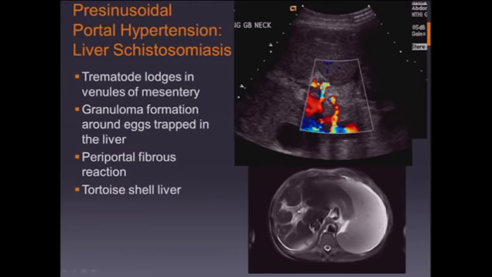On this color Doppler image, we see that the portal vein here is occluded, and there's echogenic material surrounding the portal vein on either side, and this is the fibrous reaction. This is the hepatic artery here.